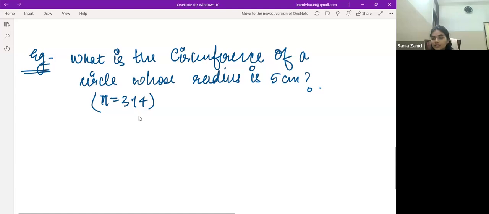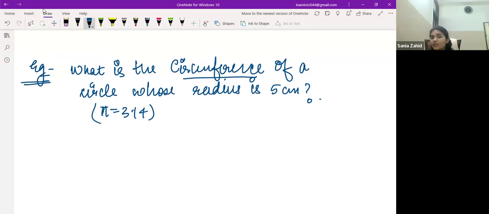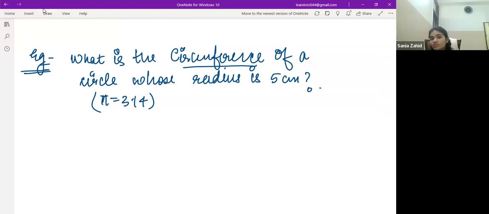Let Rajan tell you. Rajan, you tell me, what is the formula of circumference? 2 pi r square. No, 2 pi r square is not a formula. I just now told you, Rajan. 2 pi r. 2 pi r is the formula. So circumference we know is 2 pi r.